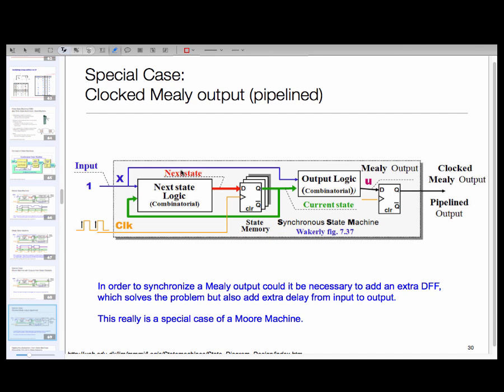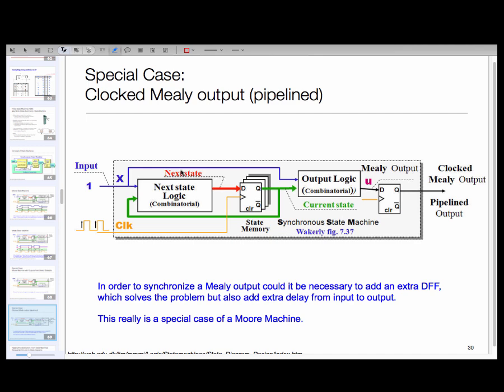So if I gave you a Moore machine and I say make a Mealy machine out of it, you already have that Mealy machine. It's just a special case. Going the other way around, going from Mealy to Moore is trickier. Now, these two machines are equivalent. There is nothing that one can do that the other cannot, or vice versa.